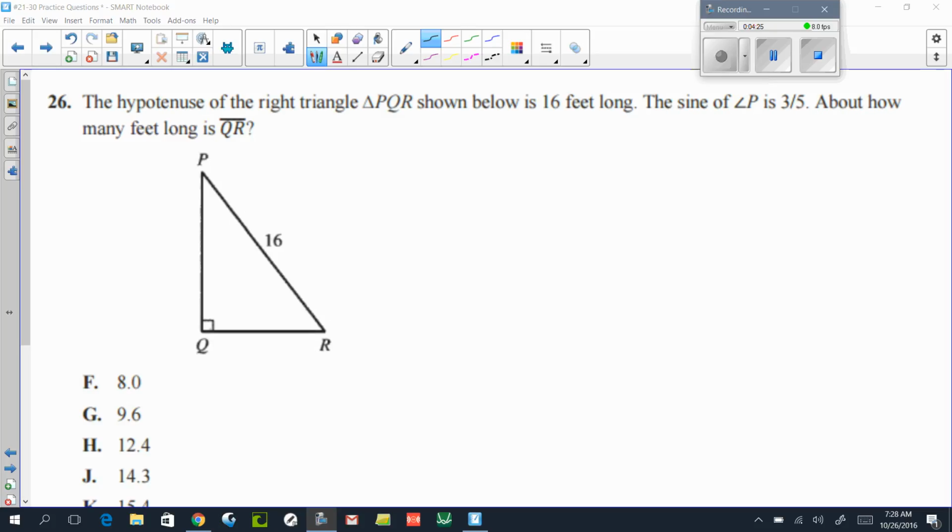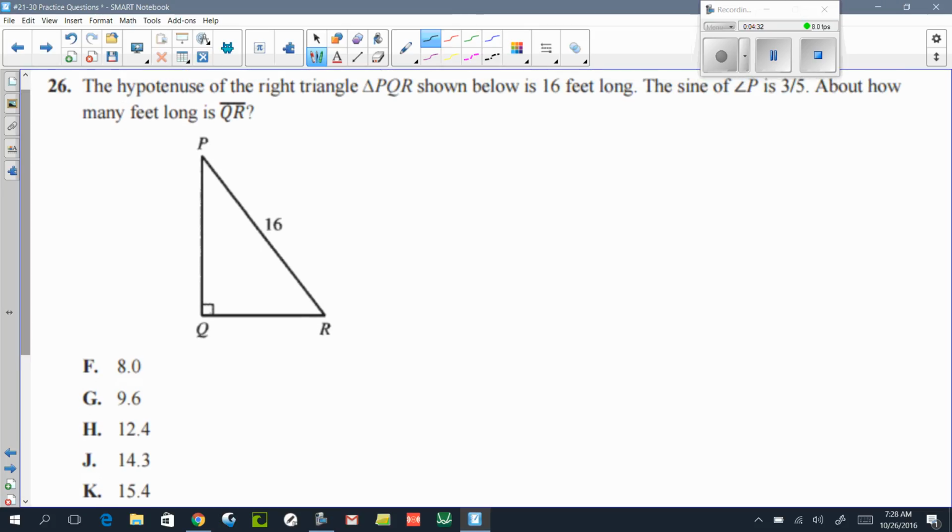The next question I want to take a look at is number 26. This is also a question I had some concerns and comments about. So let's take a look at how to do this. There's actually a couple different ways.